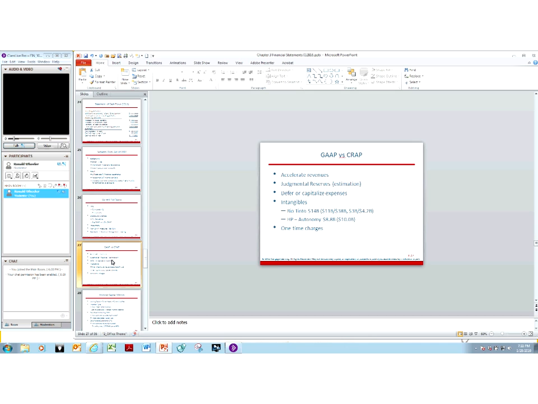Now, one of my favorite slides, here we talk about GAAP versus CRAP. I promise it's not what you think it is. So we've talked about GAAP. GAAP is generally accepted accounting principles. CRAP is cleverly rigged accounting principles. And so these are the types of things you can look for, in particular as you're reading footnotes, to see if there's any of these things that perhaps you see within a company as you're reading the financials.